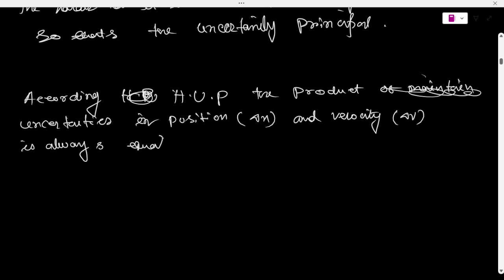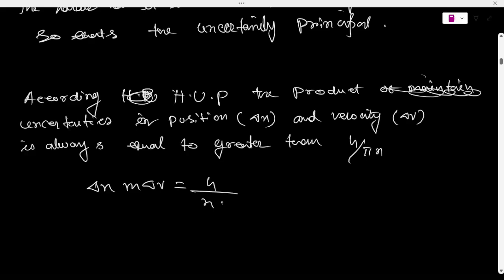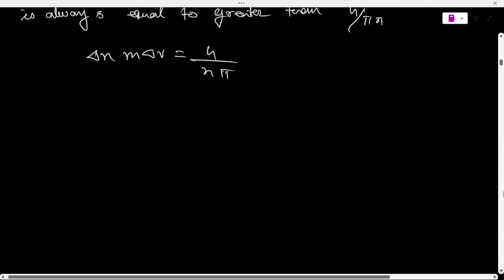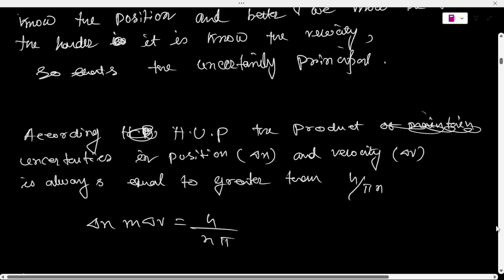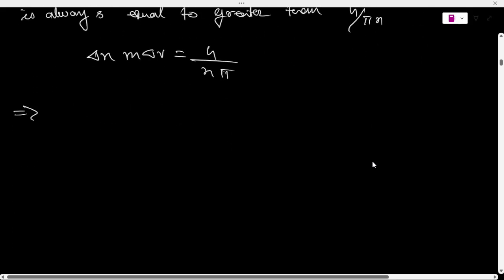is always greater than or equal to h divided by 4 pi. So m del x into del v is equal to h by 4 pi. So I'll write here that the position is del x and the velocity will be represented by del v.